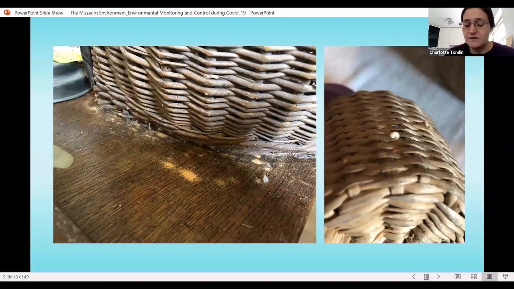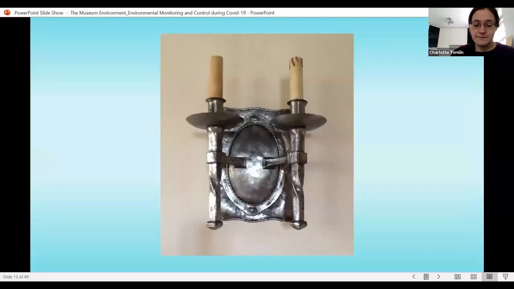Materials are weakened from pests feeding off them. This leads objects to become structurally fragile and can lead to complete destruction if pest activity continues undisturbed. High temperature and RH levels can also lead to an increase in other deterioration mechanisms. For example, chemical deterioration from pollutants, such as the tarnishing of this silver candle sconce, as well as chemical deterioration of inherently unstable materials, including some photographs and plastics.